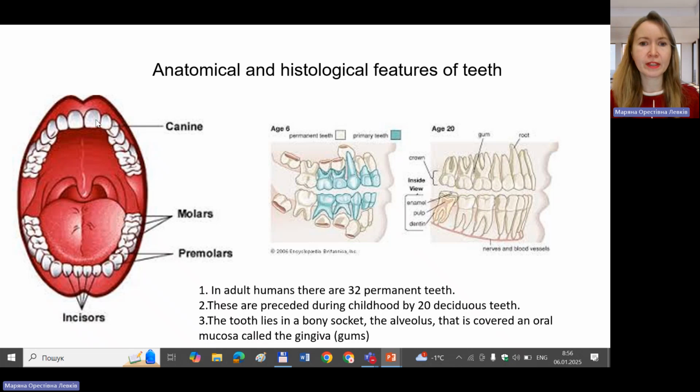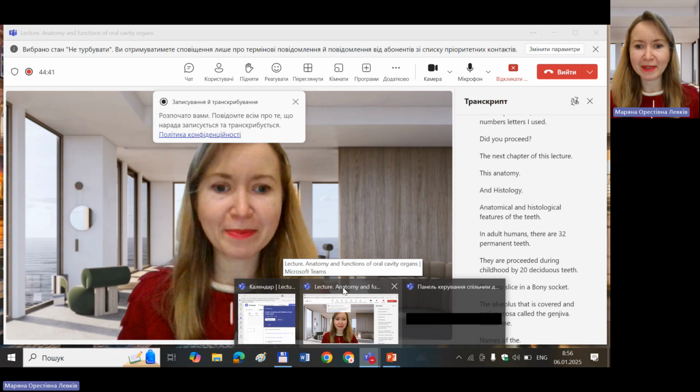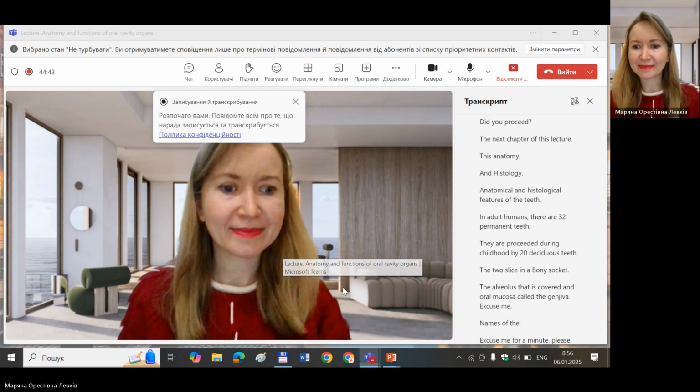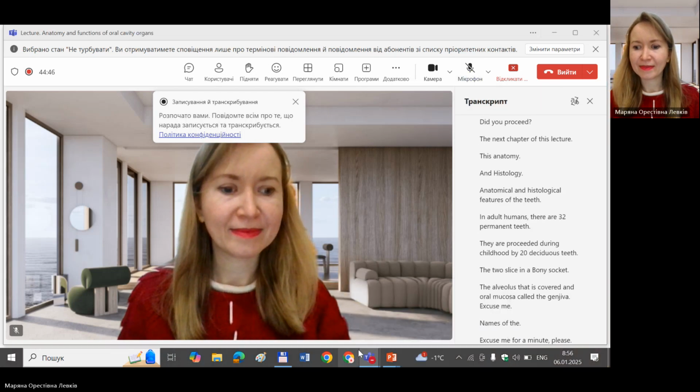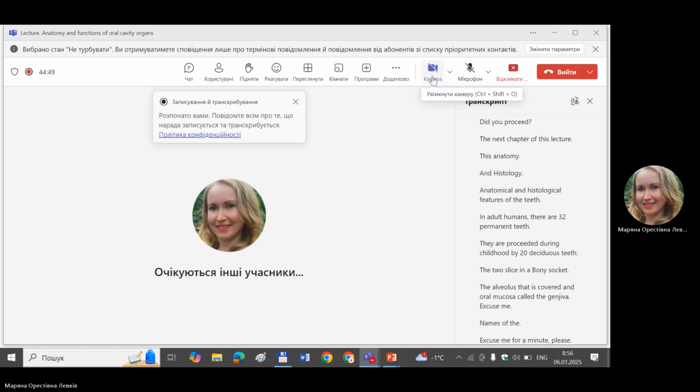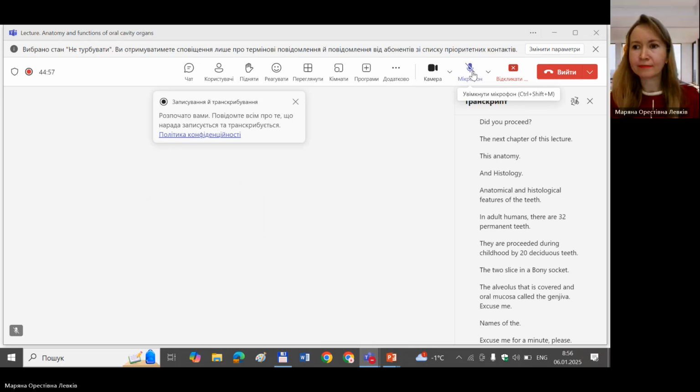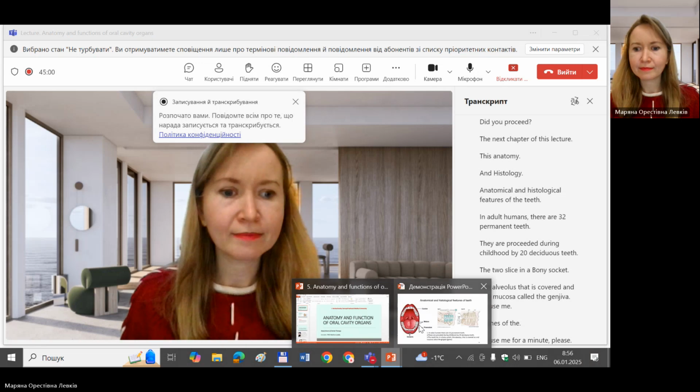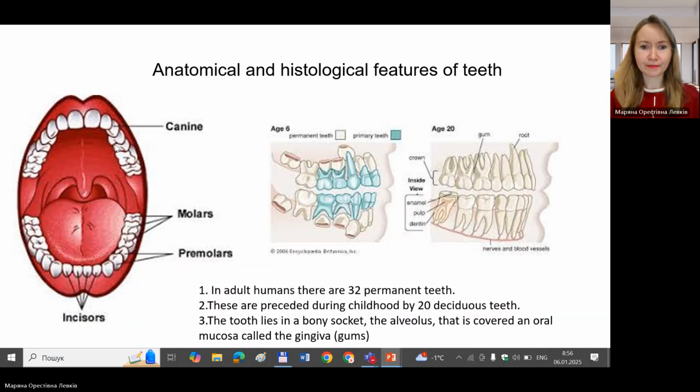Here you have the names of the teeth. So we have such groups of teeth: incisors, canines, a group of premolars, and a group of molars.